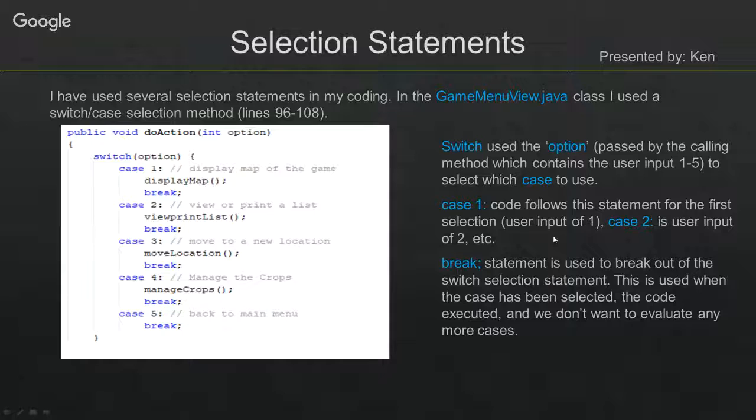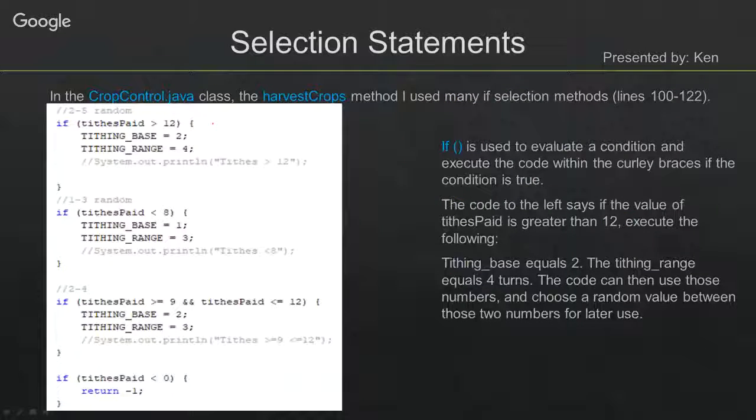Perfect. So I did a similar thing to him, a switching method for a view. And of course, he had 6, I only had 5 cases, but after each one, if someone types the number 1, it breaks that code and it won't process any more code beyond that point. The next part I did was in crop control. It was the harvest crops method.